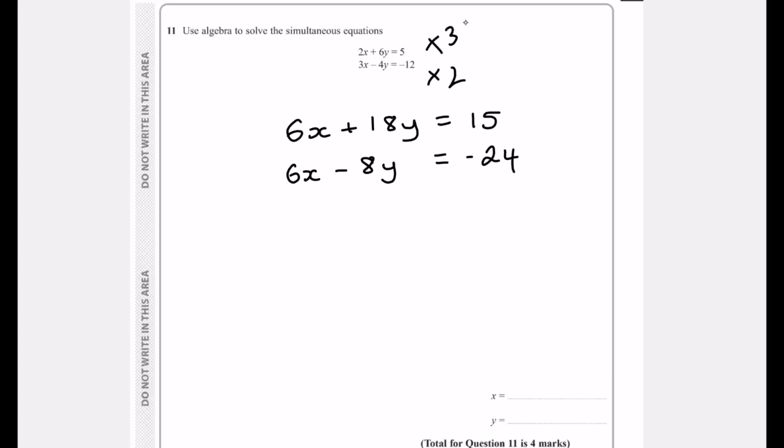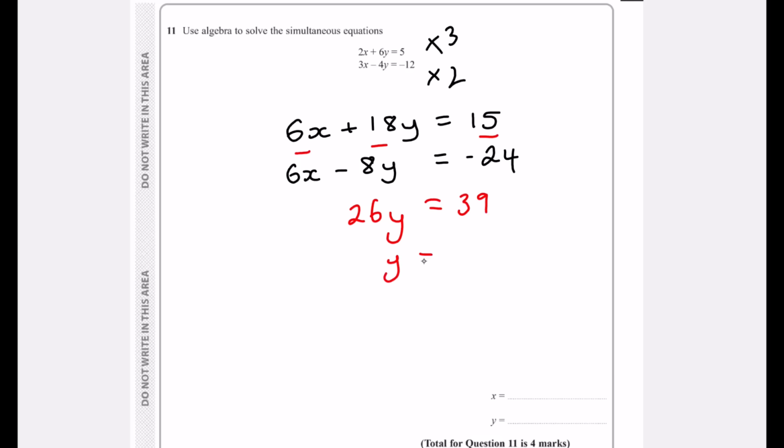So now I've got two equations. They both have 6x, so I can get rid of the x's if I take one equation away from the other. So 6x take away 6x is nothing. It's gone. It's been eliminated. 18y take away negative 8y. If I take away a negative, actually add. So 18 and 8 make 26. And again, same here, 15 take away negative 24. So 15 plus 24 is 39.